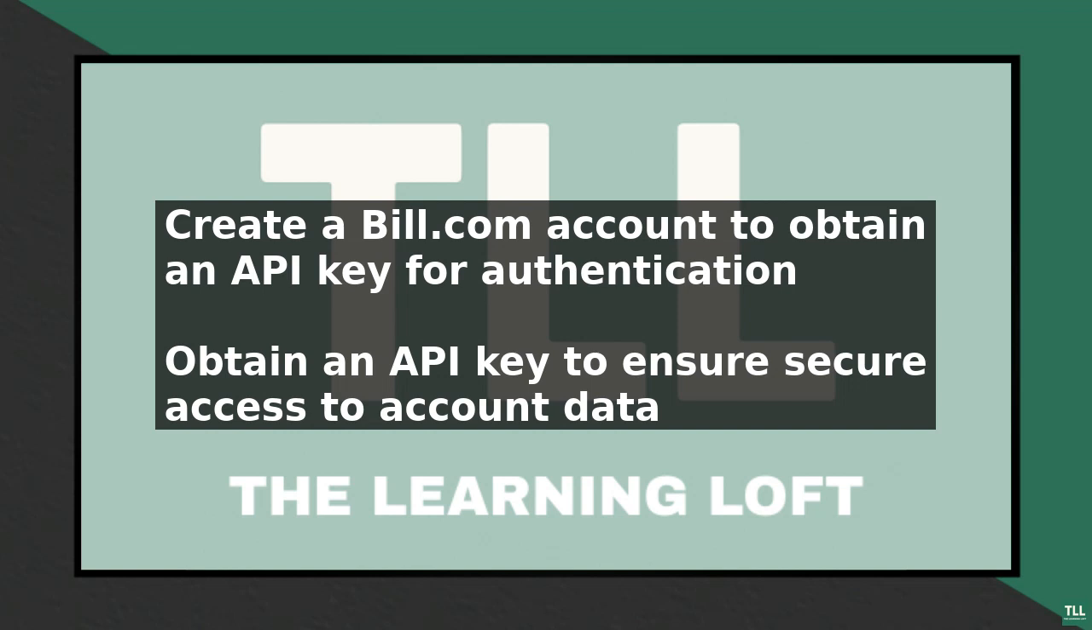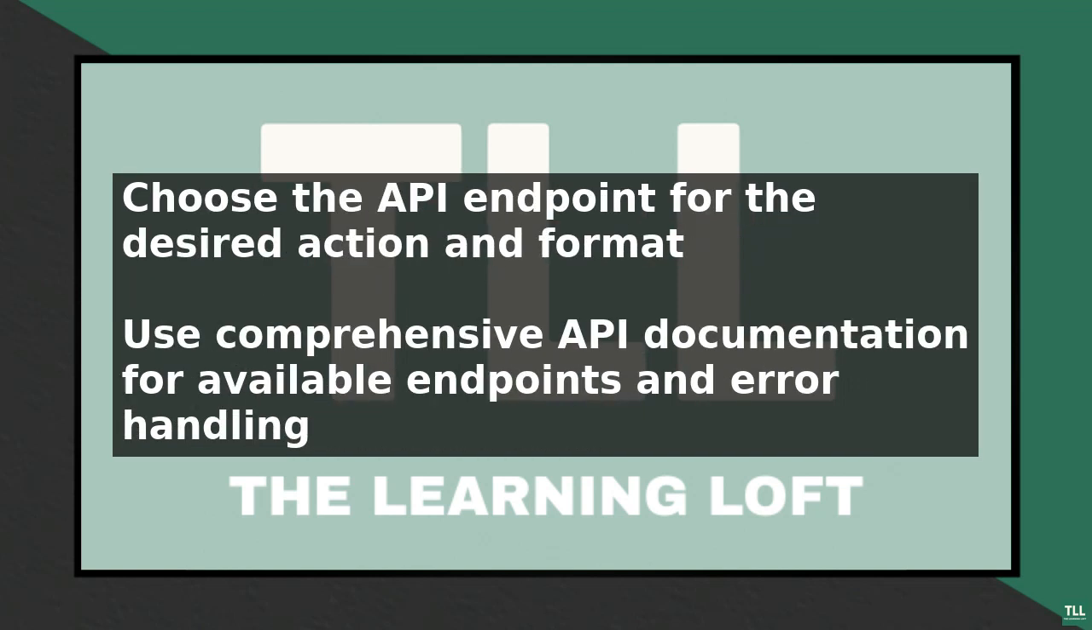The next step is to choose the API endpoint that corresponds to the desired action, such as creating a new bill or retrieving a list of vendors. Bill.com provides a comprehensive API documentation that outlines the available endpoints, request and response formats, and error handling mechanisms.